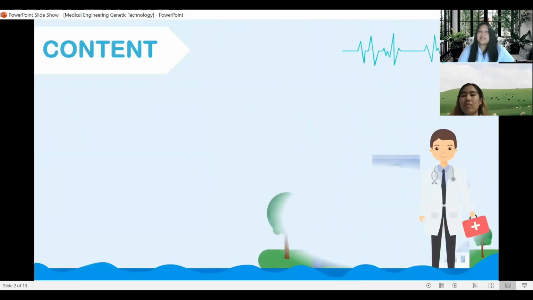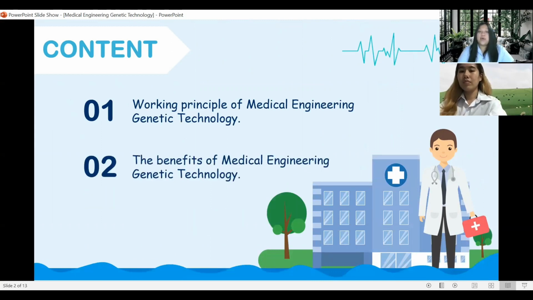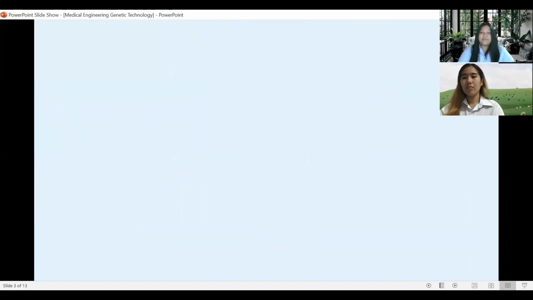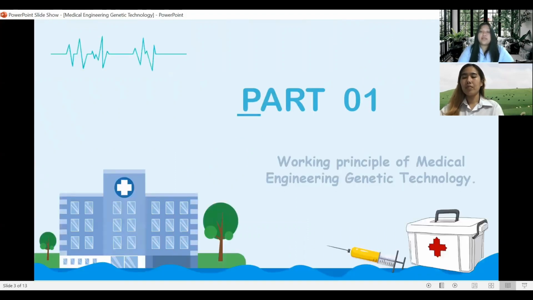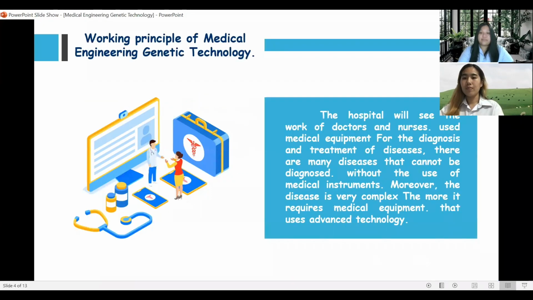We have three parts. Part 1: Working principle of medical engineering genetic technology. Part 2: The benefit of medical engineering genetic technology. And Part 3: The impact of genetic engineering technology. I will start with Part 1. Working principle of medical engineering genetic technology.